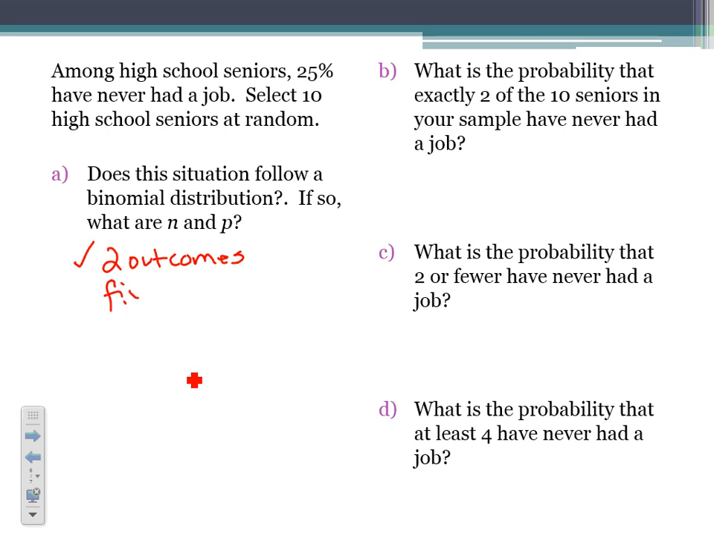All right, we're selecting 10 of them. Okay? So, yeah, we can check that one off as well. All right, third outcome, are they independent?